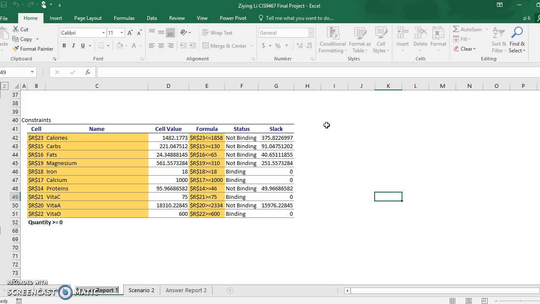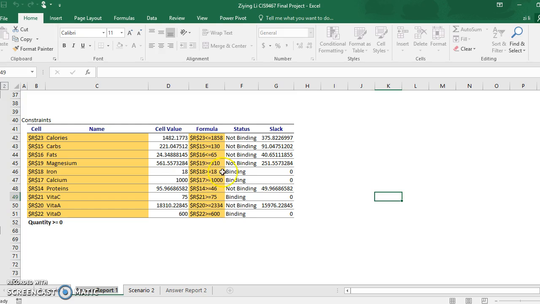According to Quanometer, a 24-year-old female with weight of 135 pounds and height of 5 feet and 5 inches will need 1,858 calories per day. In addition, she will need a minimum of 46 grams of protein, 130 grams of carbohydrates, and a maximum of 65 grams of fat. In addition, she will need a minimum of 1,000 milligrams of calcium, 18 milligrams of iron, and 310 milligrams of magnesium.